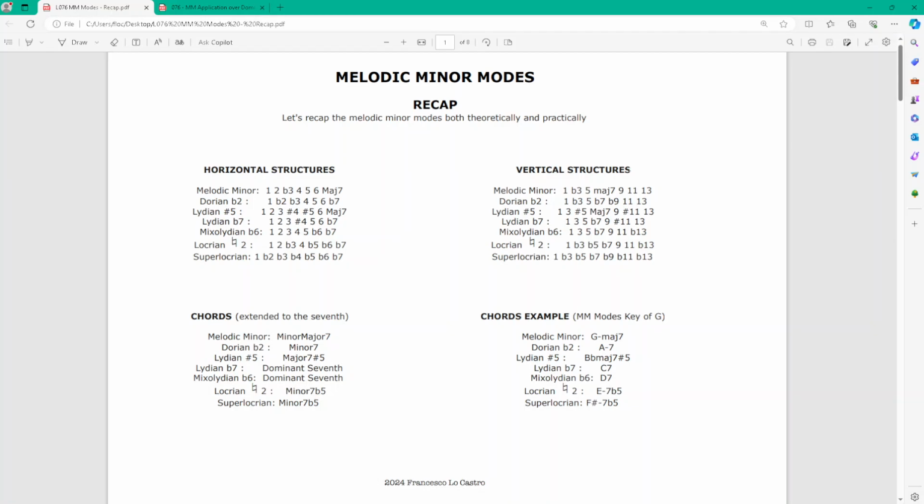If we're harmonizing the melodic minor scale, we have a G minor major 7, and we have A minor 7, G flat 7, B flat 7 sharp 5, C7, D7, E half diminished, F sharp half diminished, back to G minor major 7.